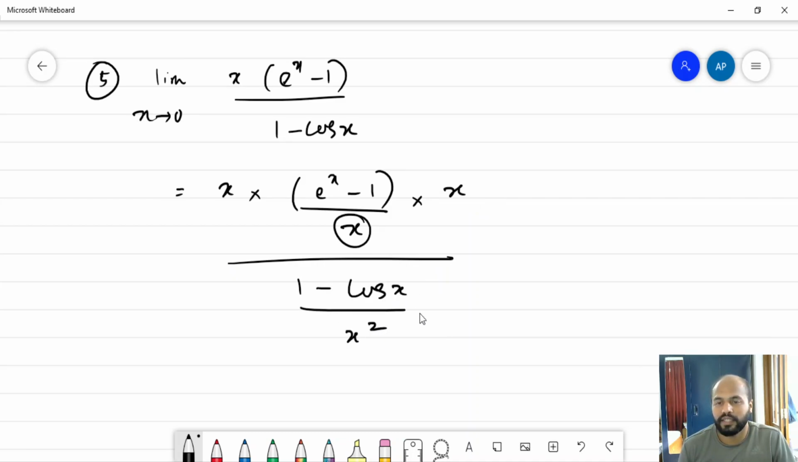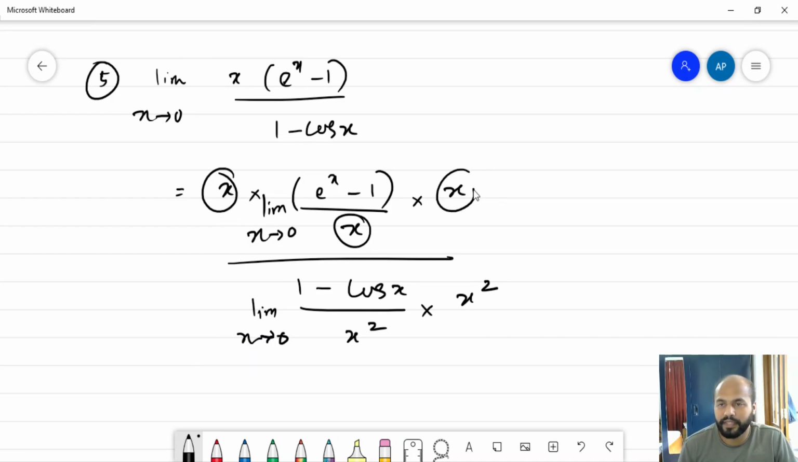We know this result as well. So let's multiply x square over here also. Now let's apply the limit to these things: limit x tending to 0 and limit x tending to 0. You can see that this x into x is x square, and this x square is there. So both of them will cancel out and we get standard limits. So on top we'll get 1.